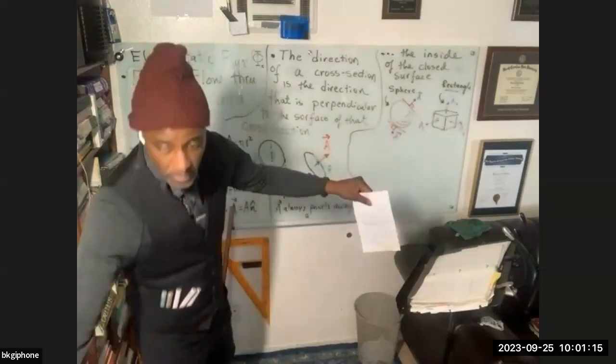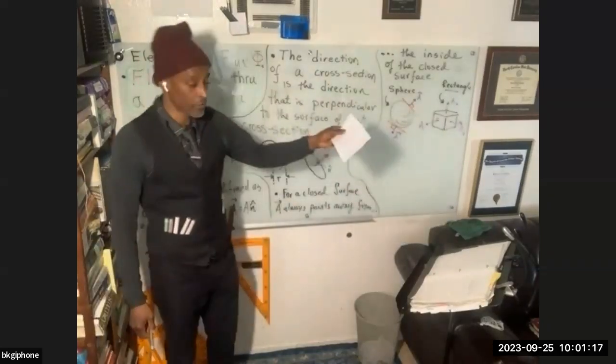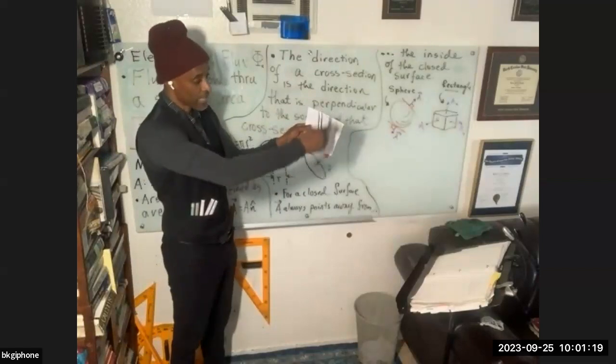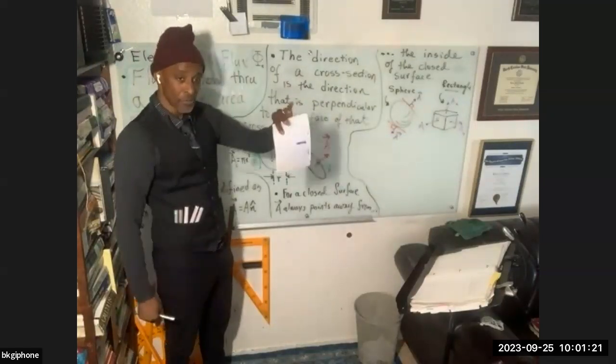So for this rectangular figure, its area is the length times the width, but it has two sides.